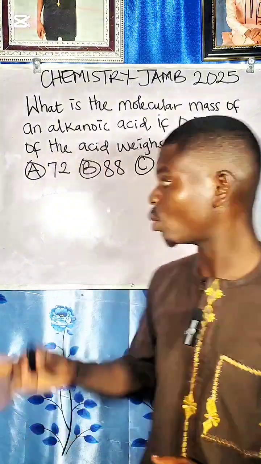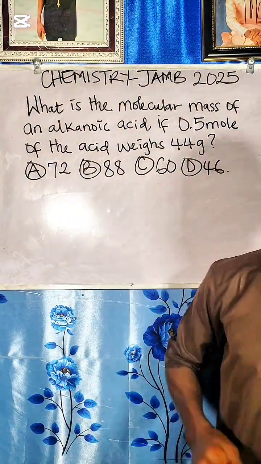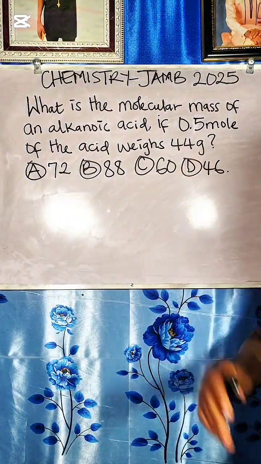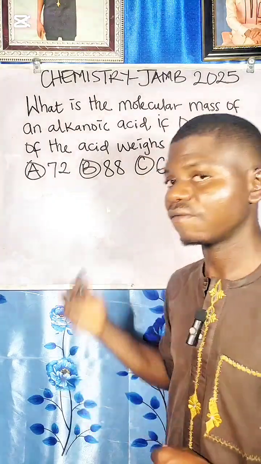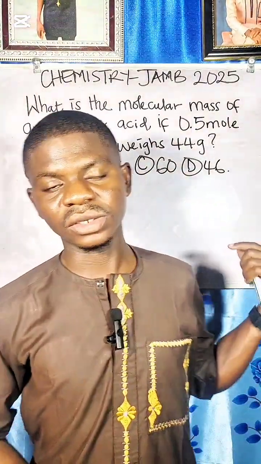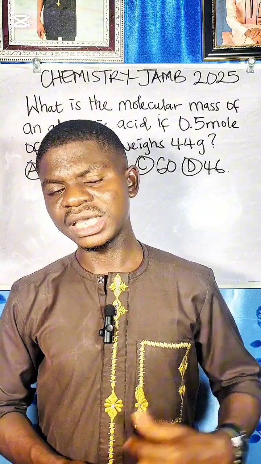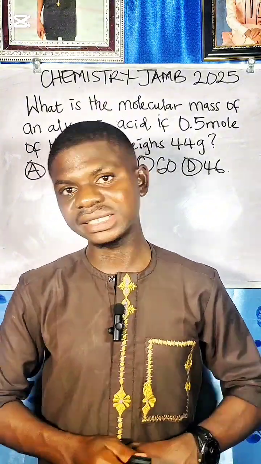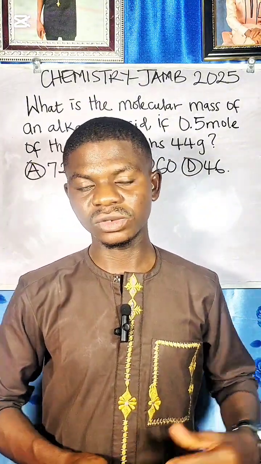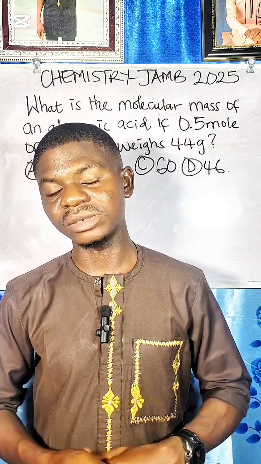grams? Okay, we have some possible options: A, 72, B, 88, C, 60, and of course D, 46. Okay, now the question says we should find the molecular mass. Now if the molecular formula of this alkanoic acid was given, it would have been very easy for us to find the molecular mass.